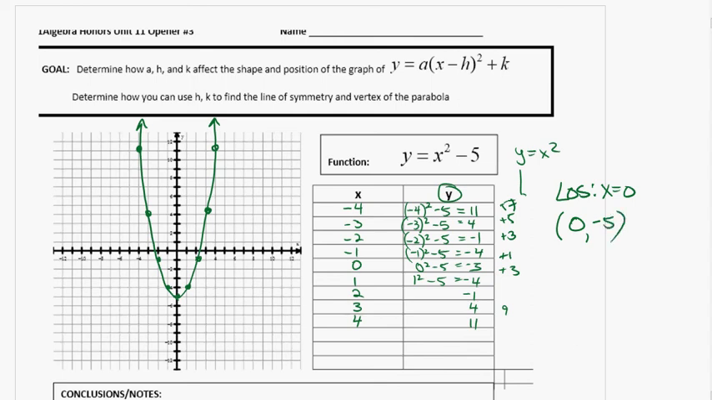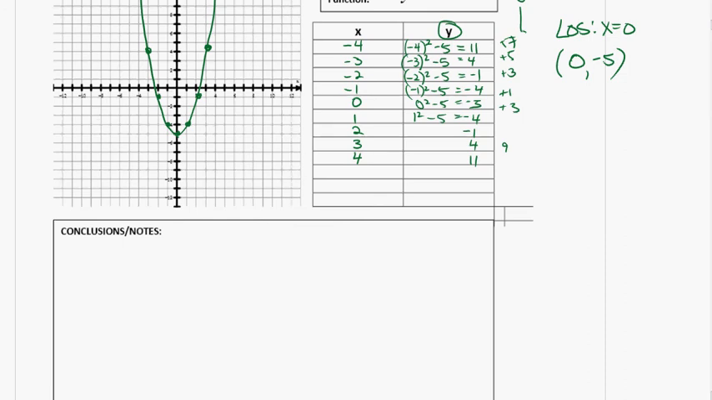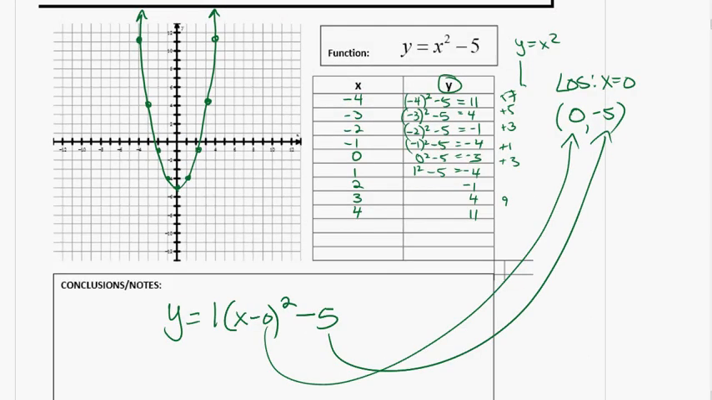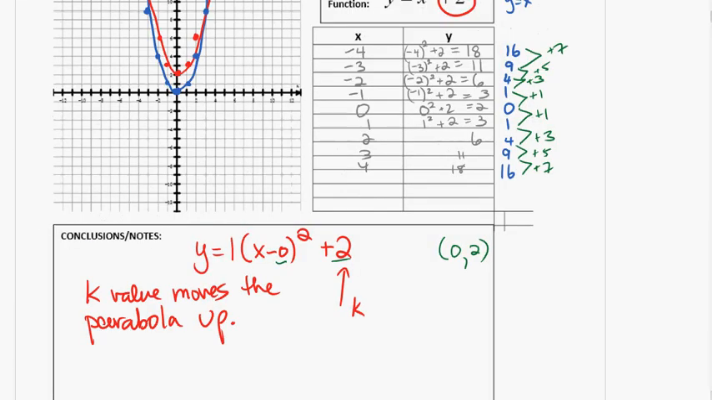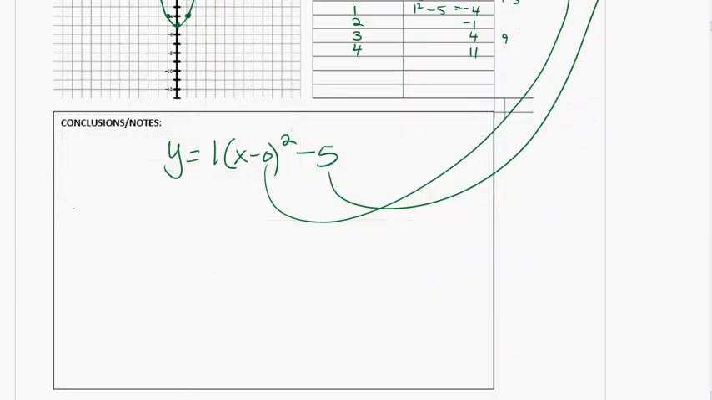Now let's rewrite this function in our a, h, and k format. This is y equals 1 times x minus 0 squared minus 5. And you'll notice again, it seems like this h has something to do with my x value of my vertex, and this k has something to do with that. Looking at this example and then looking at the prior examples as well, it seems like h, k has something to do with my vertex. So maybe I'll start to write that.